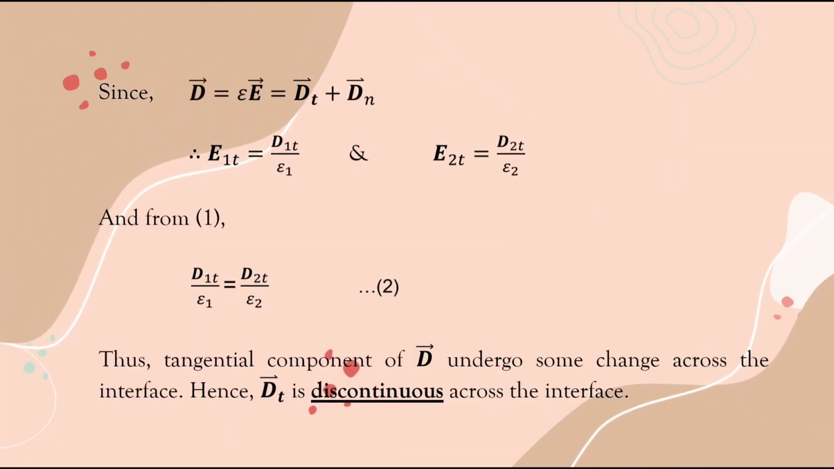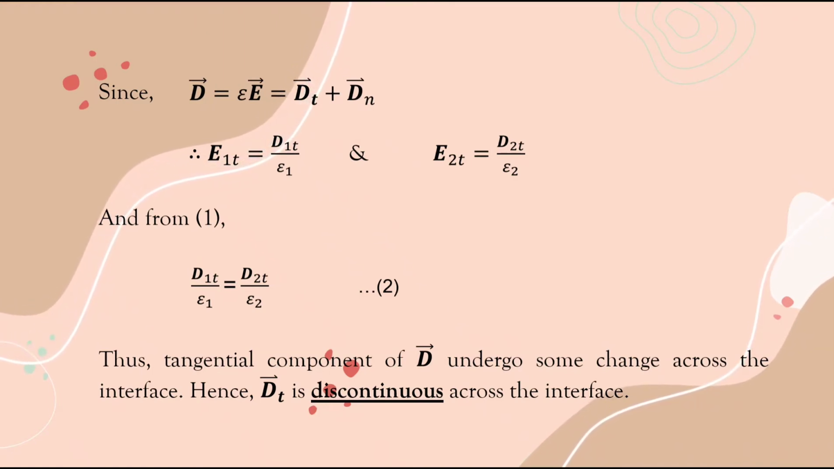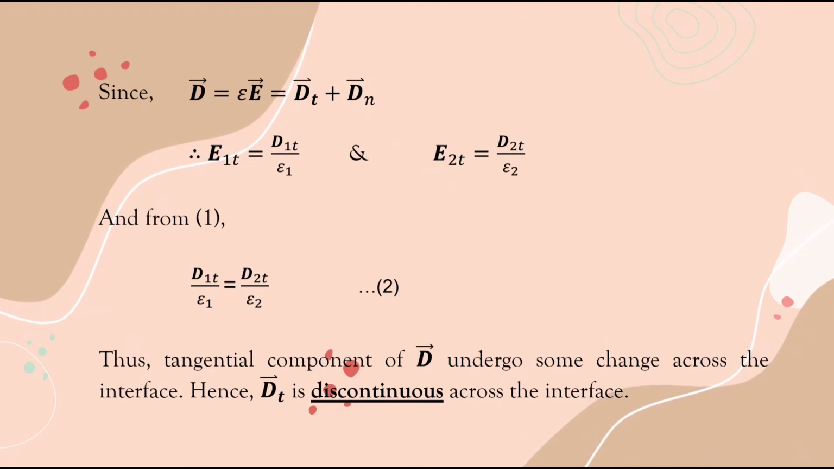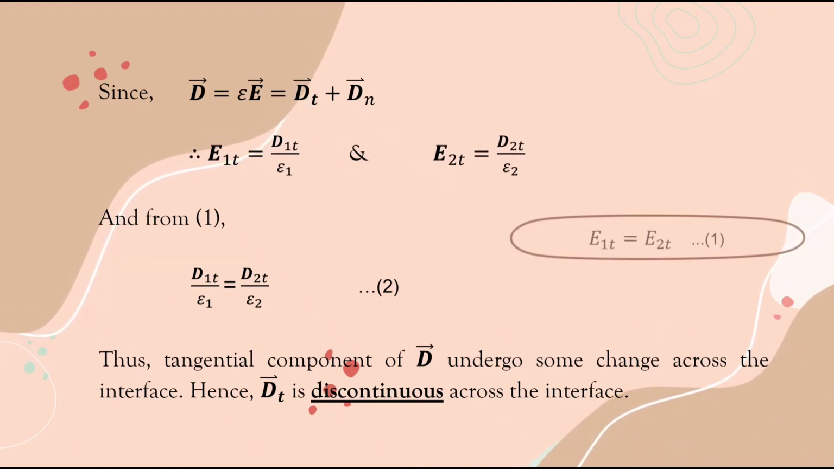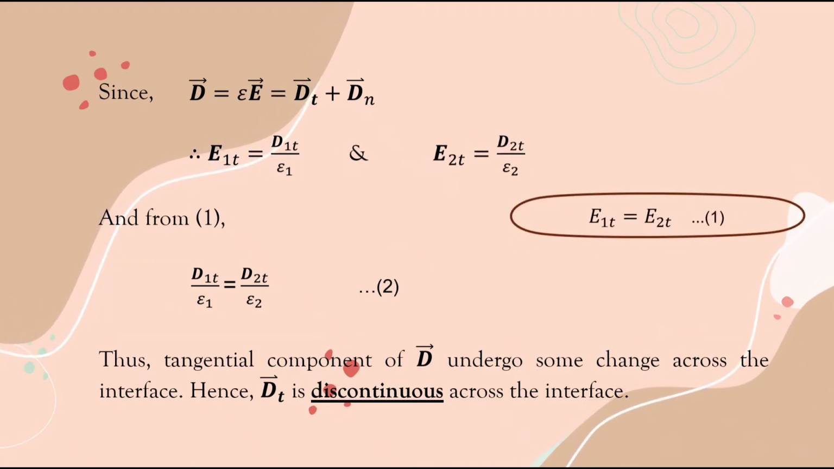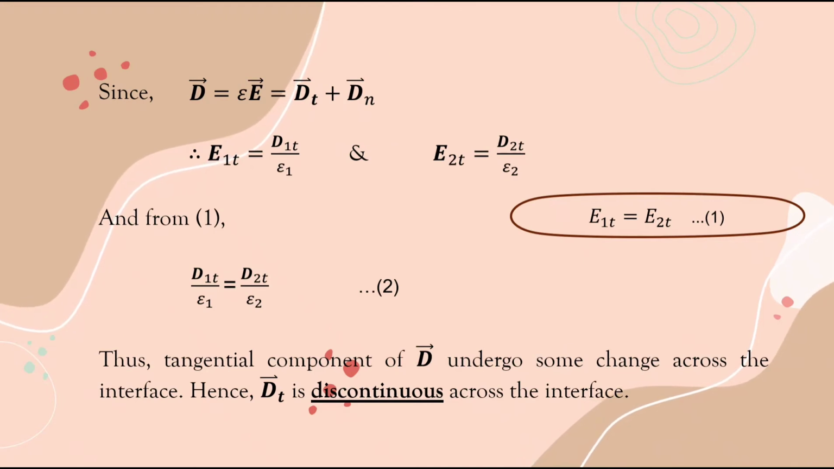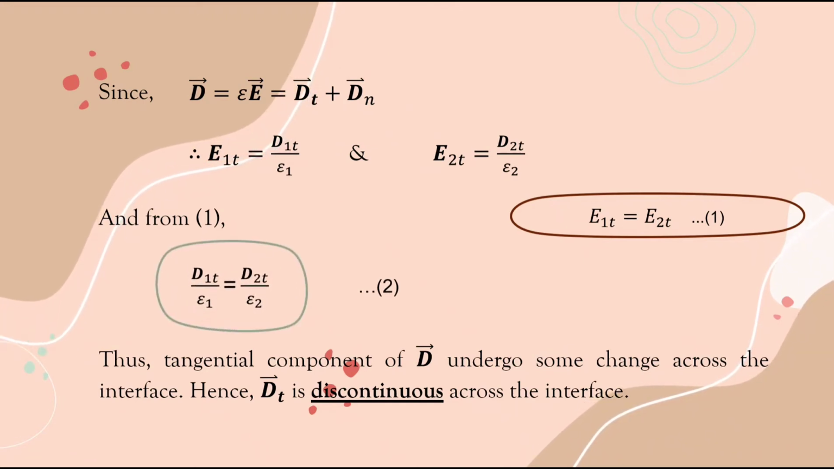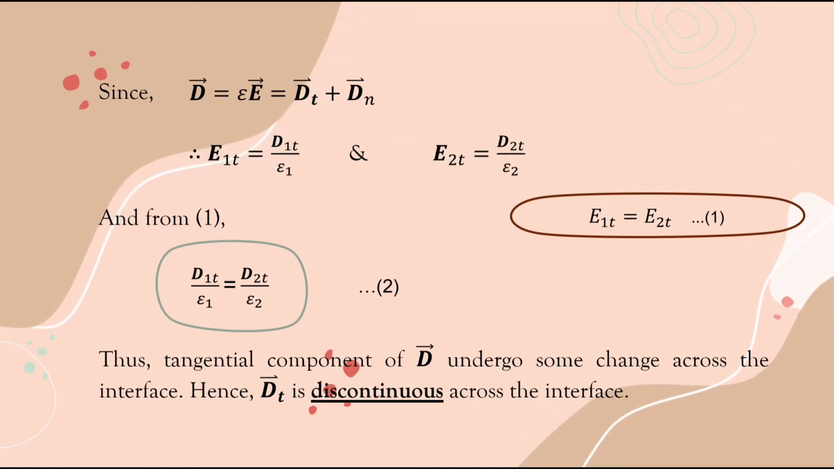Since we know that the electric flux density D equal to epsilon E, again D is written into tangential and normal component. Then we express in terms of electric field, then we get these two terms. After putting these two terms in equation 1, we get D1t over epsilon 1 equal to D2t over epsilon 2. Thus, tangential component of D undergoes some change across the interface. Hence, Dt is discontinuous across the interface as it depends on the value of epsilon 1 and epsilon 2.